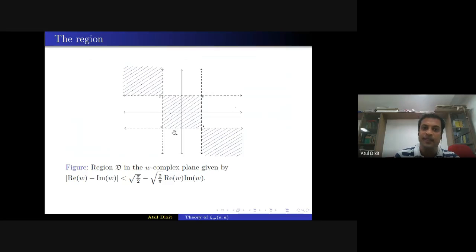Yeah, here is the region. So previously in Hardy's case, one knew this result only when all but one c_j's were 0 and when w was equal to 0. Then in a work with Arindam and Nicholas Robles and Zaharescu, we showed that it is true for w equal to 0, and now we have extended it in this region.